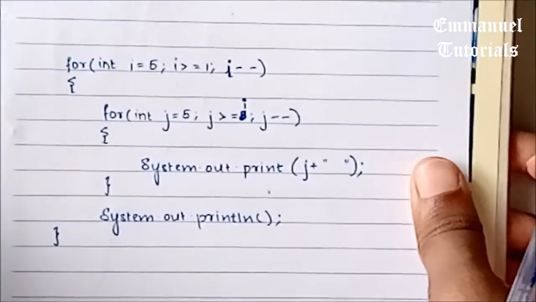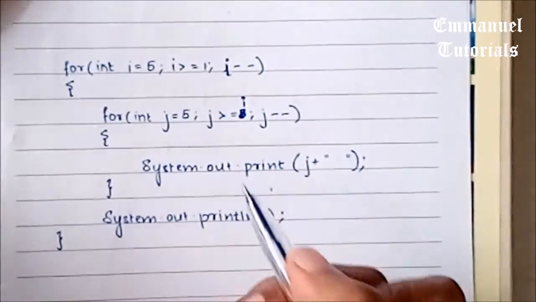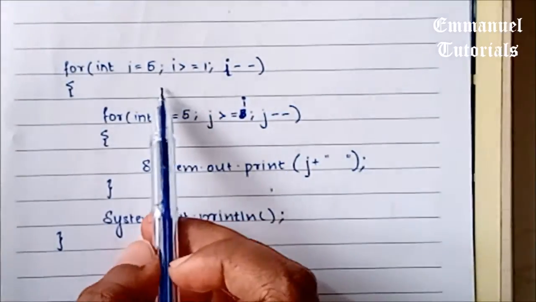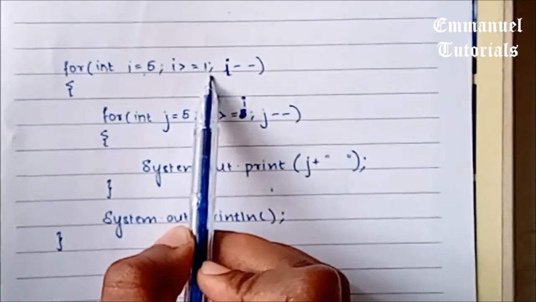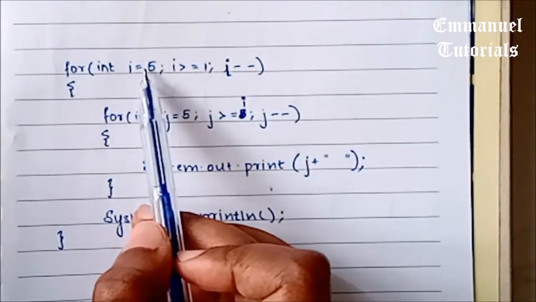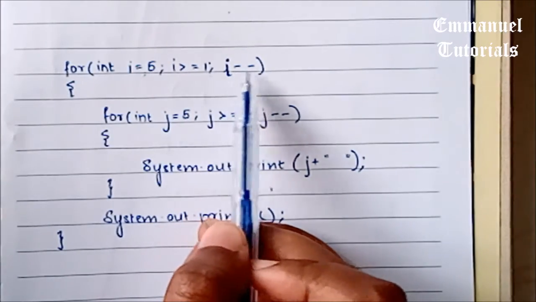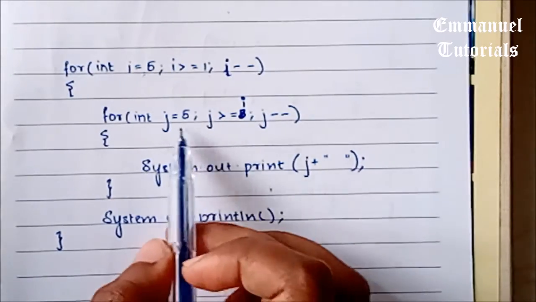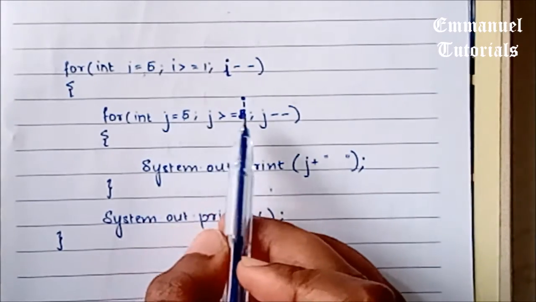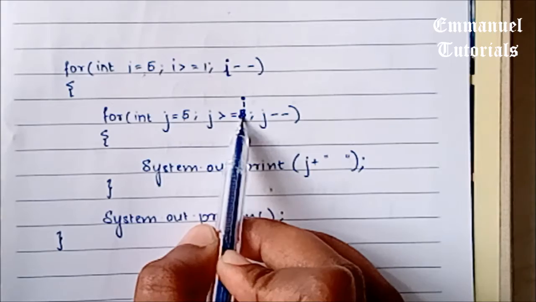And the code for this pattern is this one. So we can see here I have 2 loops. The outer for loop, I am iterating from 5 to 1. And since we are going downwards, we are decrementing the value of I. Now for the inner loop, the condition is from 5 up to the row number.